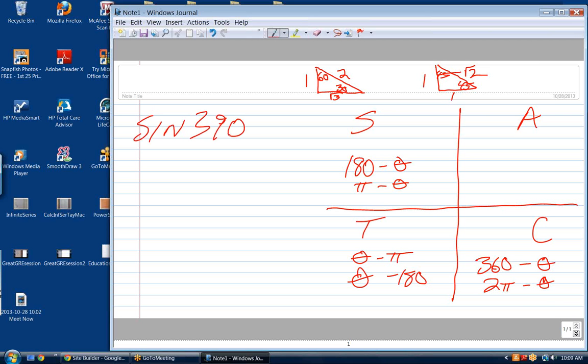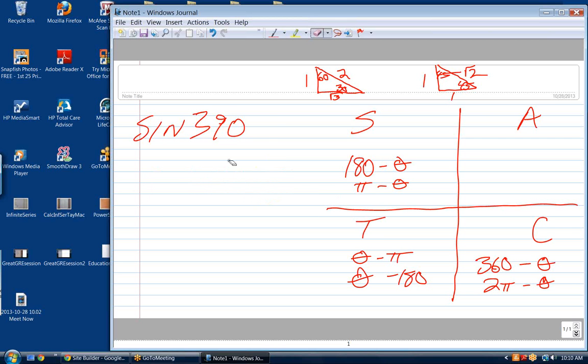So, it would be 180 minus 390. You always want to subtract multiples of 360 out of this. So then 390 minus 360. Yeah, so that's exactly the same as the sine of 30, which is 1/2. It's in the first quadrant, so it's positive.